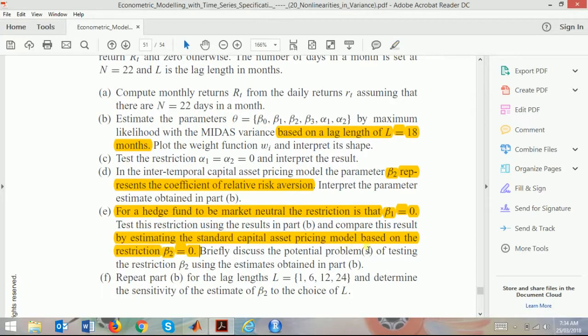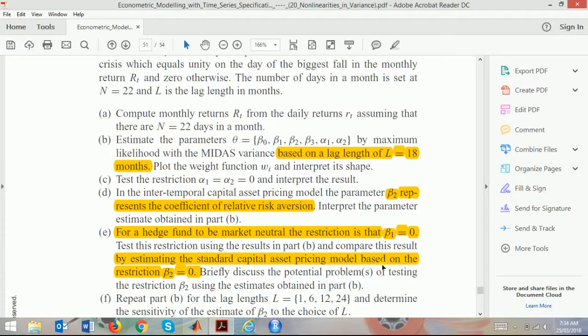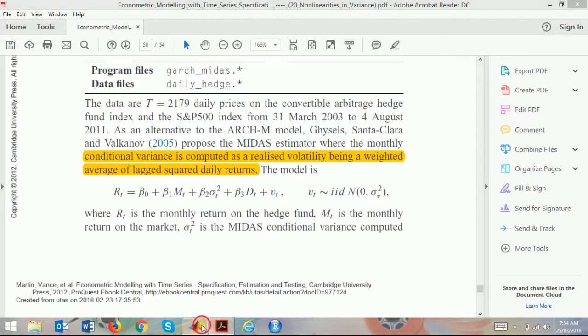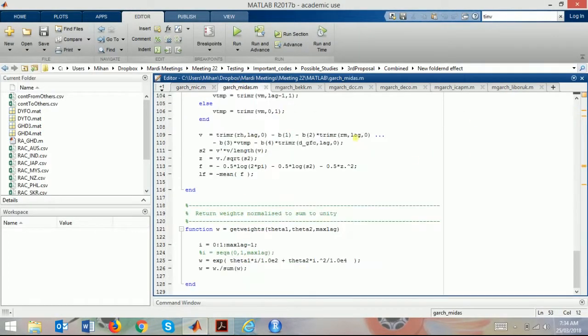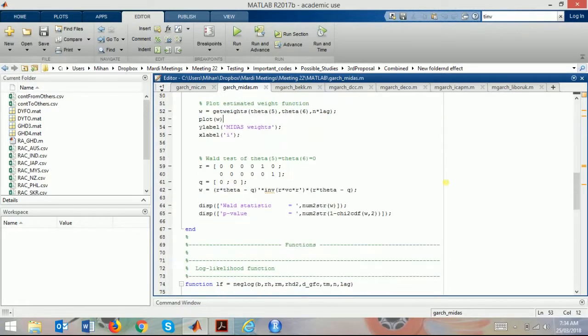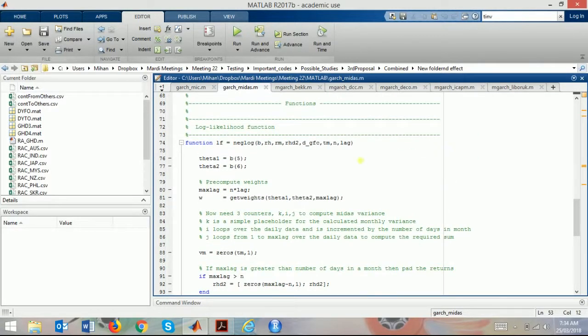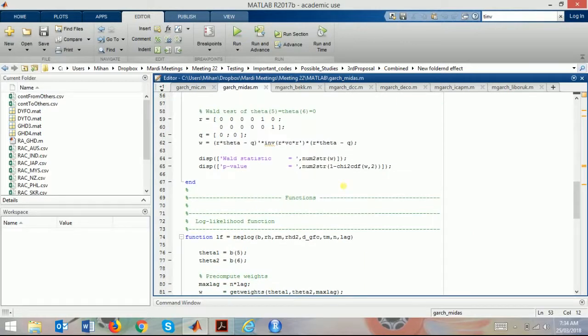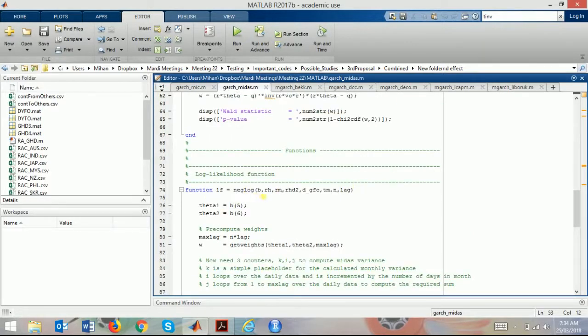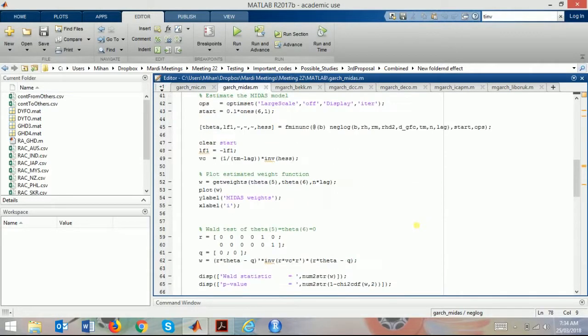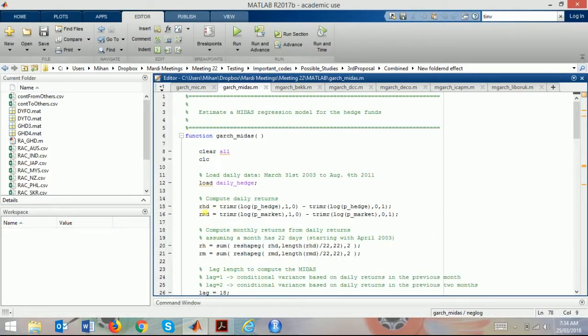Briefly discuss the potential problems and define lag lengths. So this is your Midas problem, right? Let's see how the Midas problem works. First, let's have a look into the functions. It is quite a large function. First the thetas, then RH, RM, RHD2, D, GFC. Let's see what RH is. RHD itself is the daily returns on the hedge fund and on the market.